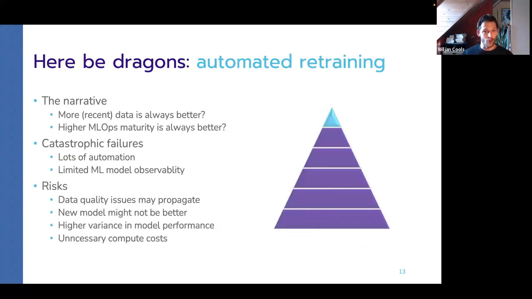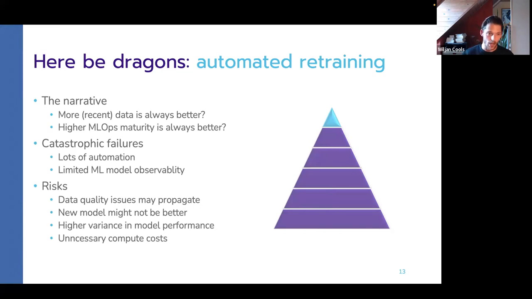There is also the rabbit hole that many experts talk about, which is automated retraining. And the narrative that has been pushed over the past few years is that more data, and maybe also more recent data, is always better, which is not necessarily the case. Specifically for demand forecasting, when you increase your training window so that you have more data, it might increase your performance, but it might also have a negative impact, because if patterns are changing very fast, we're including data that is no longer relevant for the problem that we're solving.